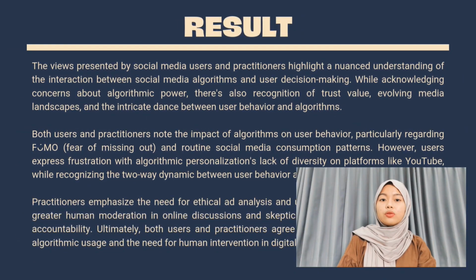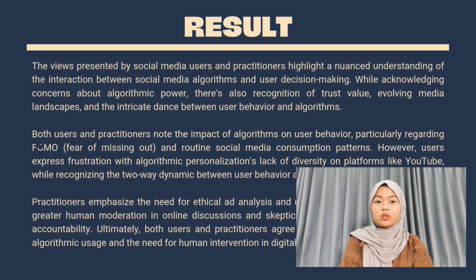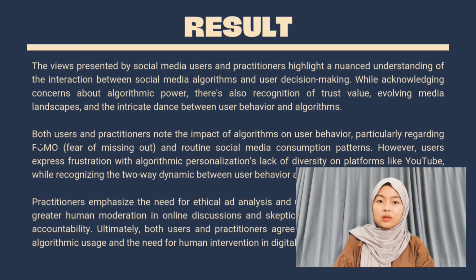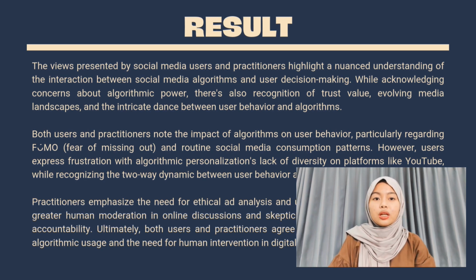Result: the views presented by social media users and practitioners highlight a nuanced understanding of the interaction between social media algorithms and user decision making. While acknowledging concerns about algorithm power, they are also recognizing the trust value, involving the media landscape and the intricate dance between user behavior and algorithm. Both users and practitioners note the impact of algorithms on user behavior, particularly regarding FOMO and routine social media consumption patterns. However, users express frustration with algorithm personalization and lack of diversity on platforms like YouTube, while recognizing the two-way dynamic between user behavior and algorithm.